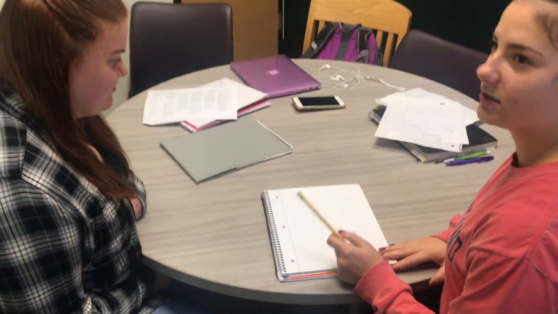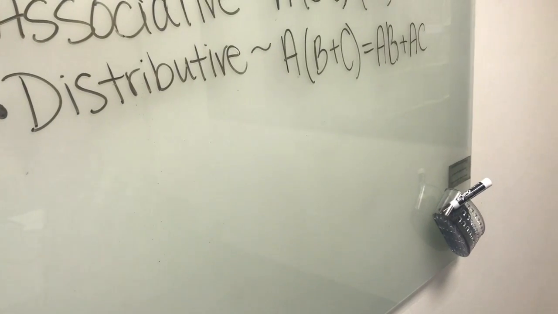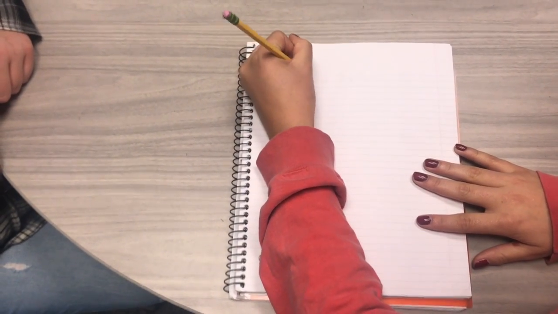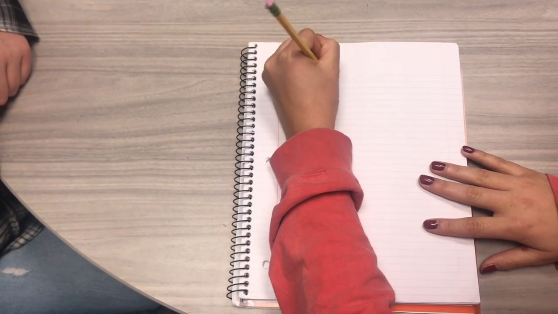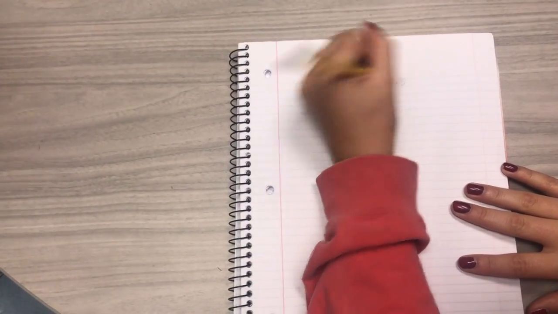The distributive property looks like this. A times the sum of B plus C is equal to A times B plus A times C. Because of the order of operations. For example, 7 times the sum of 4 plus 5 is equal to 7 times 4 plus 7 times 5.